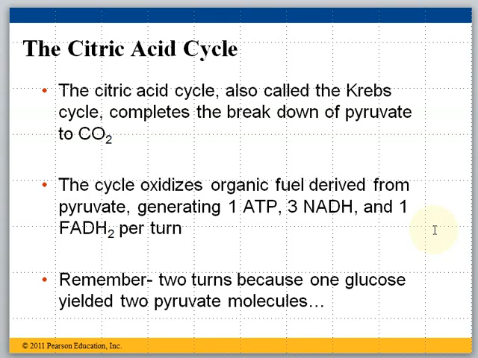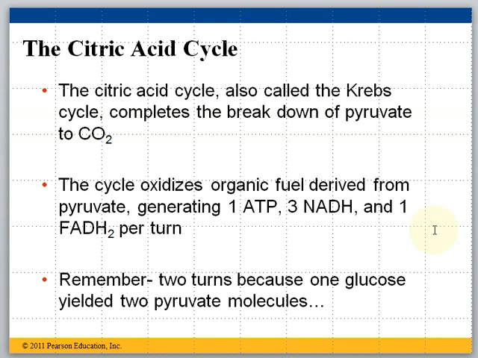What this cycle does is it takes that pyruvate and finishes off the breakdown, basically taking it all the way down to carbon dioxide. So we have the initial sugar, the glucose, that was broken into pyruvate outside of the mitochondria. Now that pyruvate is going to be changed into acetyl coenzyme A, and this acetyl-CoA is going to go into the citric acid cycle. When we're all done with this, what we get is 1 ATP, 3 NADH electron carriers, the temporary batteries, and 1 another type of electron carrier, another temporary battery called FADH2. And that's going to be created per turn.